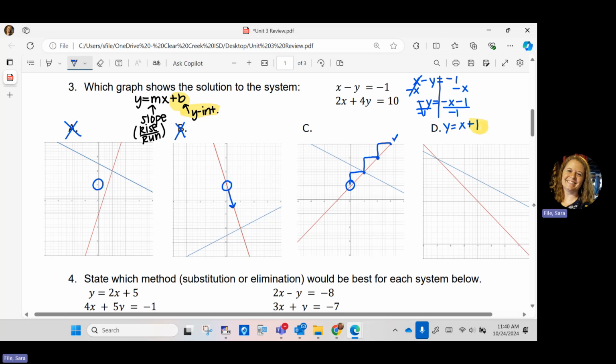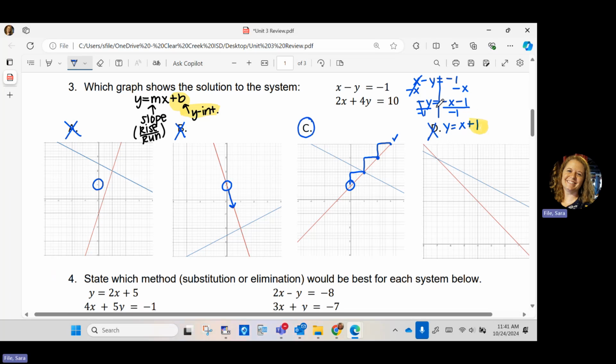I can't even see the y-intercept. It's cut off. So I'm not positive, but I can see this red line that I just checked that should be there. There's not even a line here that has a positive slope. Both of these lines have a negative slope. So that one's out. So it must be C.